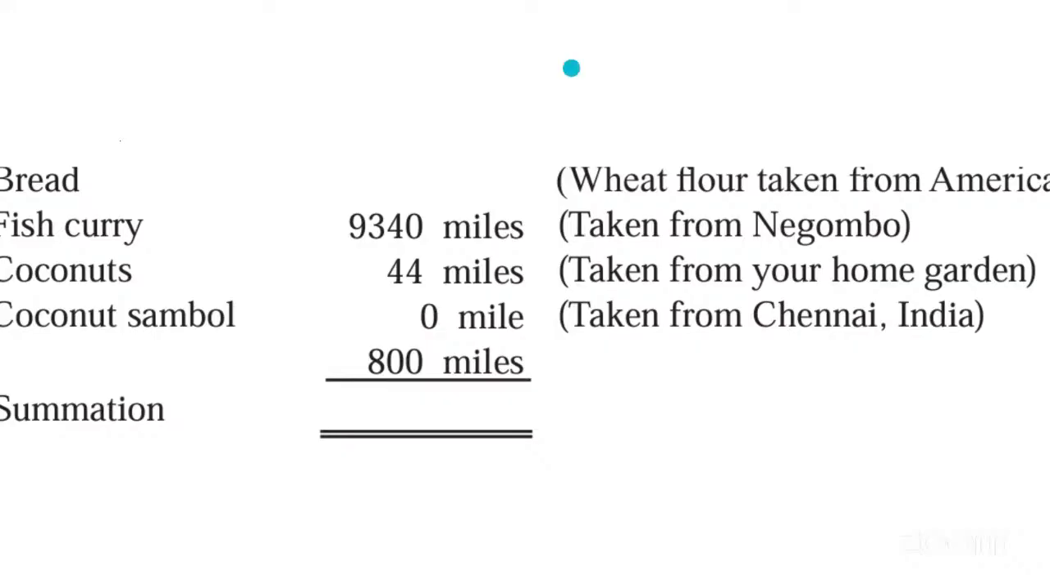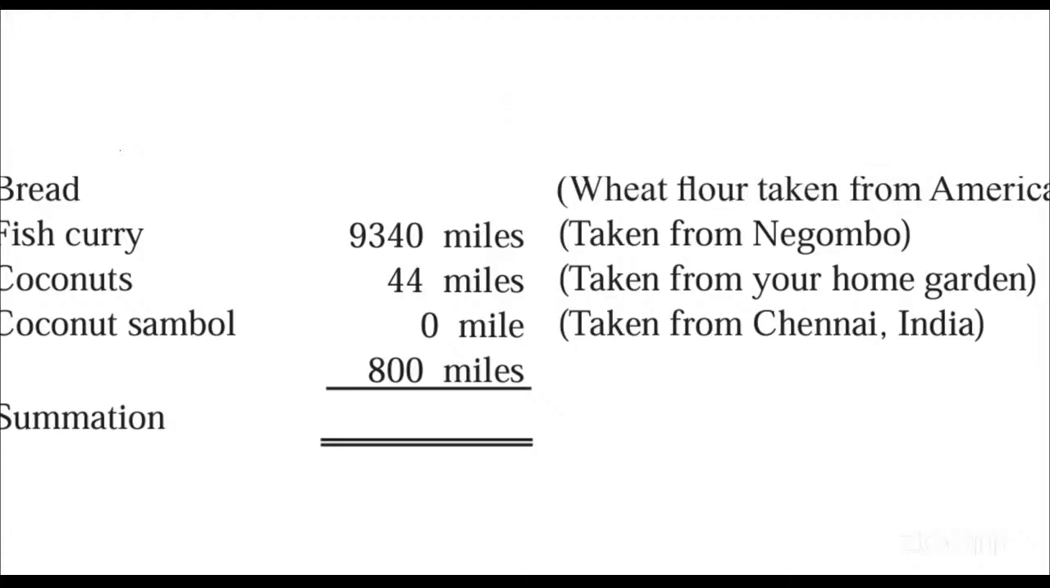This one, that is bread. The fish curry is taken from where? Is it that long? 9,300 miles? And we are getting coconut sambar from Chennai, and that's 0 miles. This is just weird. This whole calculation thing is so weird. But can I get the answer for this? Yes, it's 10,184. Okay, good.